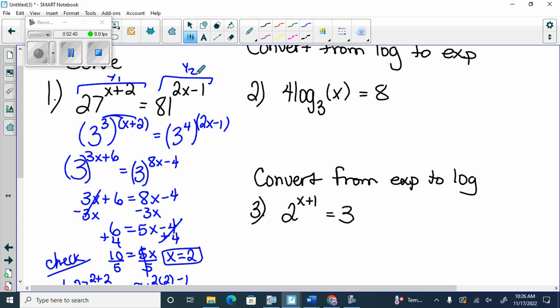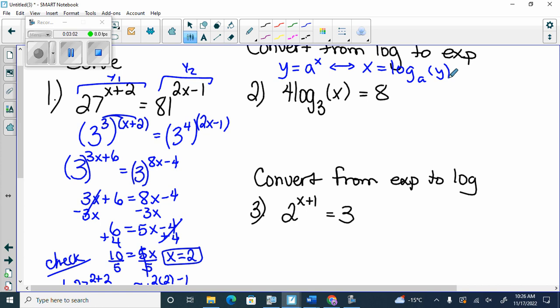Number 2, I want you to convert from a log to exponential. The log to exponential formula is this. y equals a to the x, and then we get x equals log base a of y. So we can use this formula. I'm going to show you how you can do it without the formula, because some people find it easier. If all you can do it is with the formula, go for it.